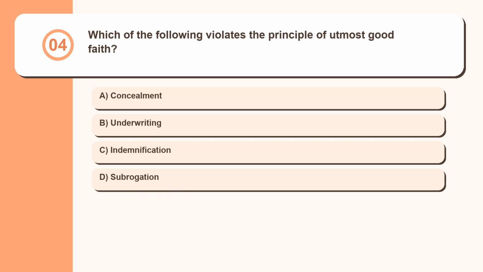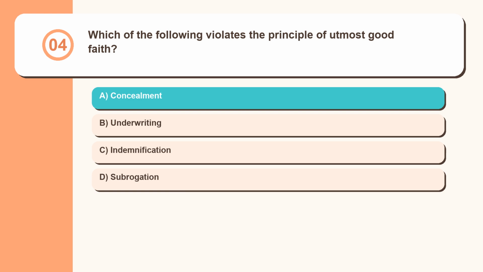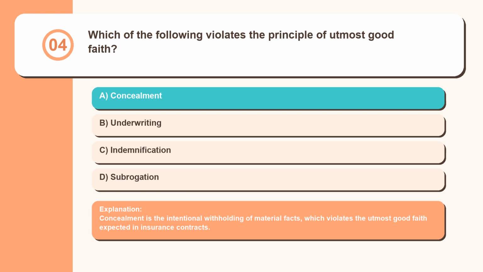Question 4. Which of the following violates the principle of utmost good faith? Concealment, underwriting, indemnification, subrogation. Concealment is the intentional withholding of material facts, which violates the utmost good faith expected in insurance contracts.